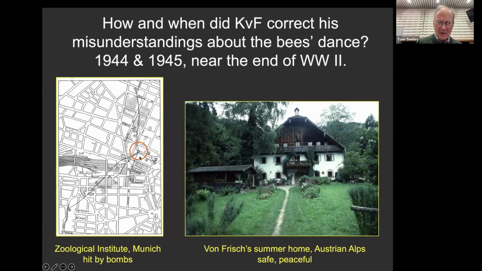And so by the summer of '44, he couldn't stay in Munich. He went down to his summer home, which is in the Austrian Alps, safe and peaceful. And here's where he made his key discoveries. It's a little town called Brunnwinkl. That means spring corner. This is a typical house in this part of the world, the Austrian Alps. Pretty neat, huh?